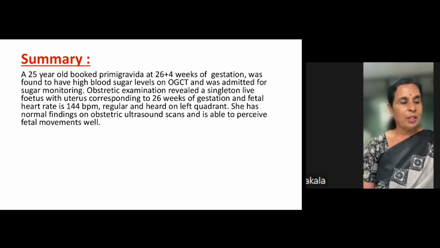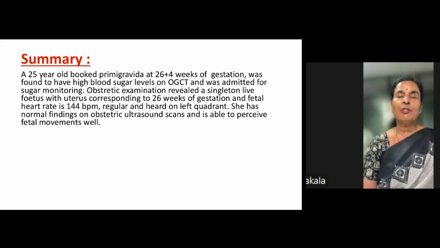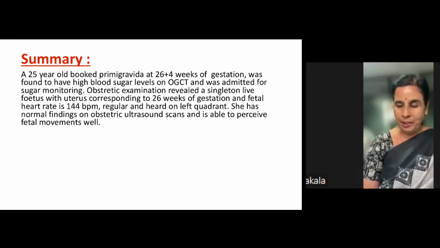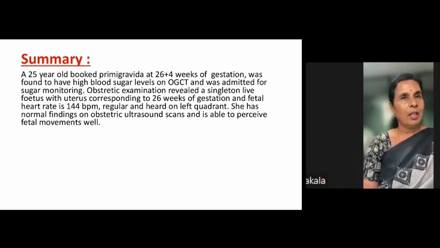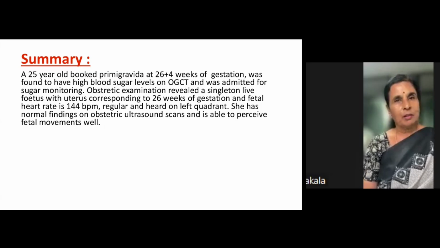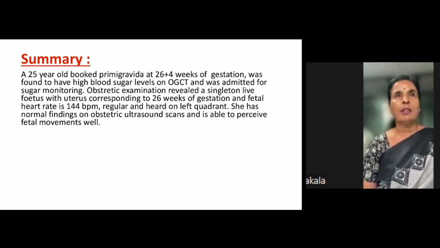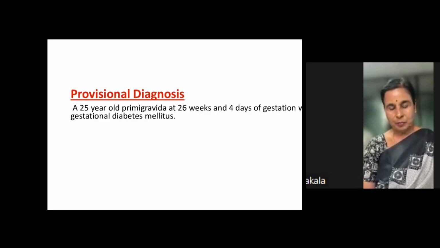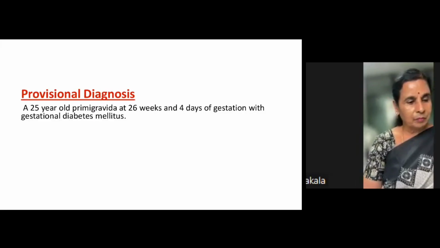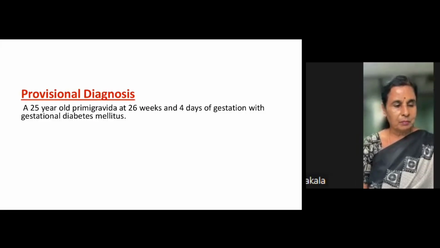Here, include the age of the patient, obstetric history, period of gestation, presentation, and complications. In this particular case, she is on GDM, so whether she is on MNT, oral hypoglycemics, or insulin. All positive history findings as well as positive examination findings should be included in your summary of the case. The diagnosis. So provisional diagnosis: a 25-year-old primary gravida, 26 weeks and 4 days of gestation with gestational diabetes mellitus.